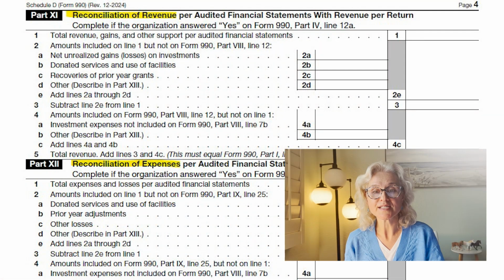The difference is disclosed as reconciling items on Schedule D, Part 11 and 12, which reconcile revenue per books with the revenue per Form 990. So they're not completely gone. They will be reconciling items on Schedule D, Part 11 and Part 12.